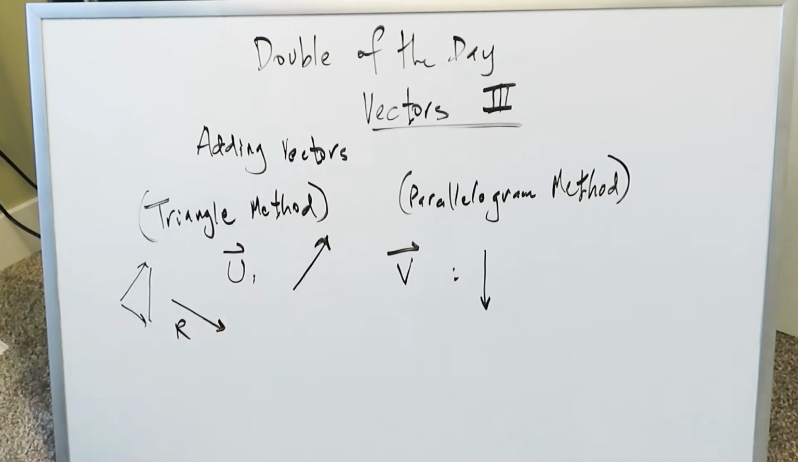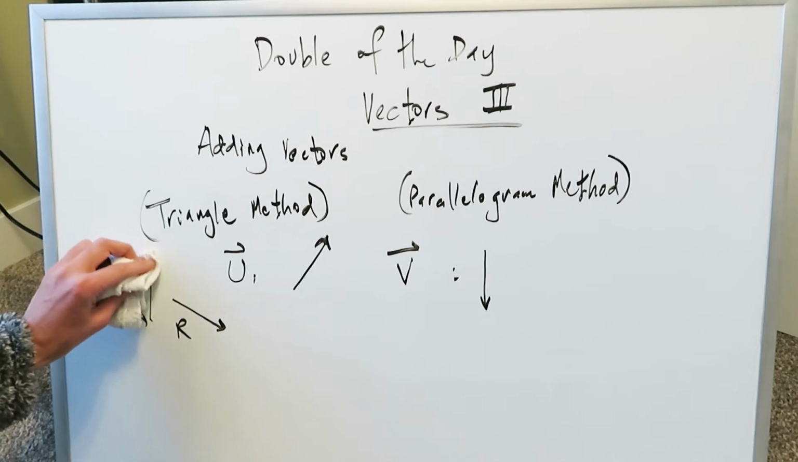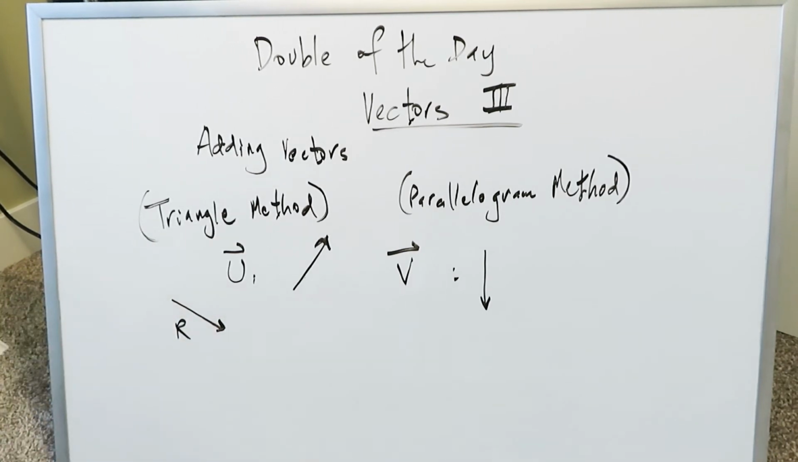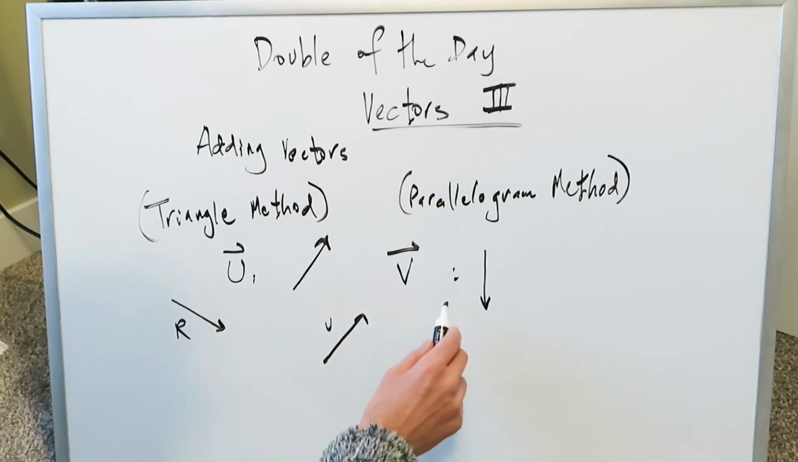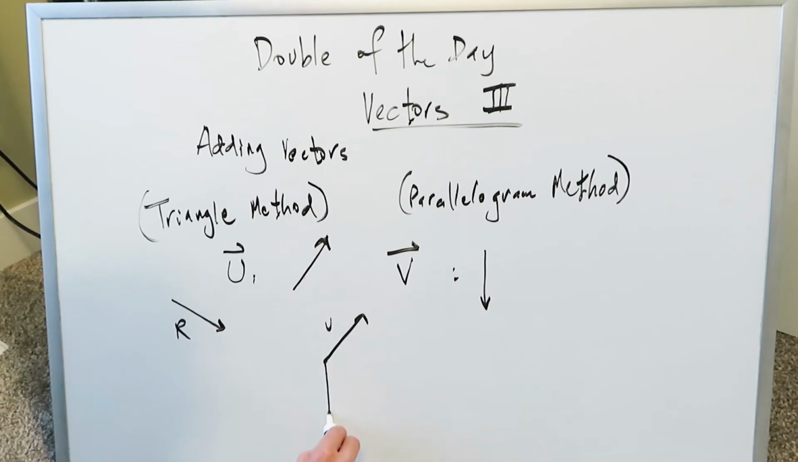When we use the parallelogram method, we must end up with something which looks the same. Both of these are two different methods, but the outcome is always the same. For the parallelogram method, you start with your first vector, here's my u. Then from the base of the first vector, you draw the second vector exactly as you see it. From the base of the first vector, here's my v.